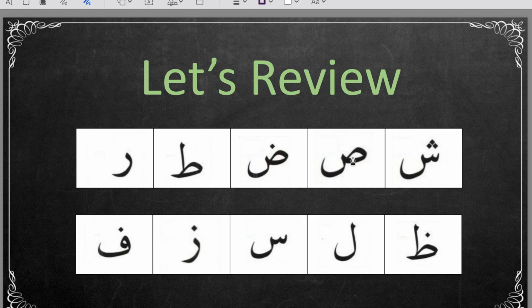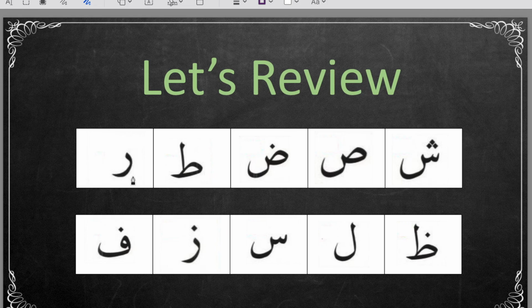It will always have this eye shape. So if you notice from the letter Sad, Dad, and Ta, if you want to differentiate it from Sad and the letter Ta, Ta will have a back. Okay, so even though the eye shape is the same, it has a back, and it will always look like this. It will always maintain its shape.